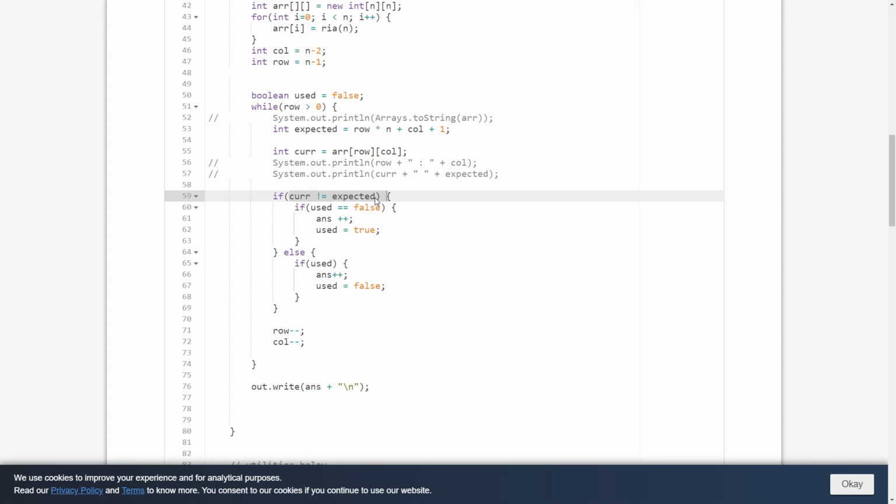Originally the orientation was wrong, and if used means we have used one flip. So basically used means the parity of the number of flips we have done. So if it is false, that means we have not flipped anything, or we have flipped it even times. That means this condition is true and you can increase the answer by one. And else it was opposite. So suppose now we know the orientation is correct, but we have used a flip after it, or we have used odd number of flips, right? Then we have to increase the answer, something like that.